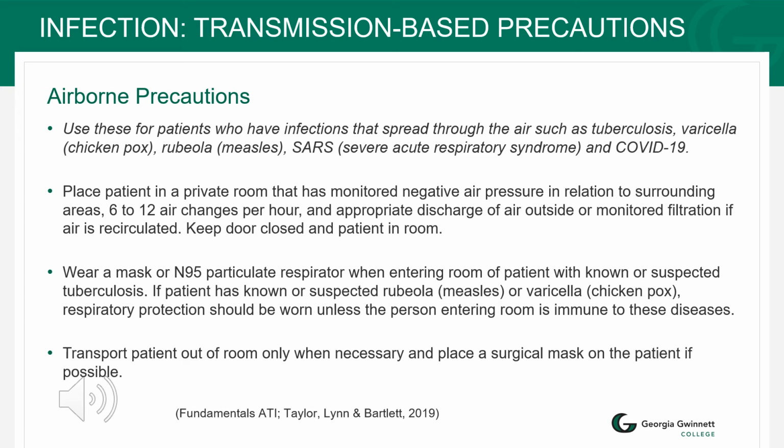If a patient has measles or chickenpox and they're in an airborne precaution room, and someone entering the room has already had the chickenpox or the measles, then they can wear a regular mask because they're already immune to these diseases because they have the vaccine. Patients in airborne precautions, if they have to be transported out, and they try really hard to leave them in the rooms, have to have a surgical mask on the patient.